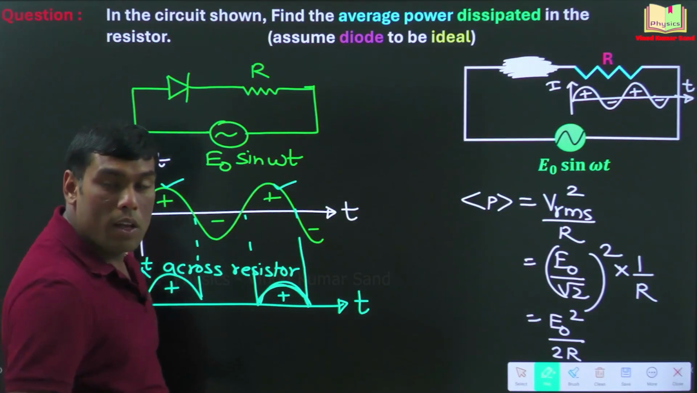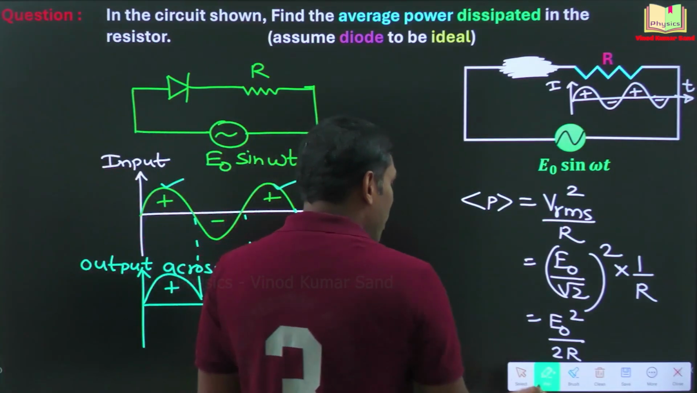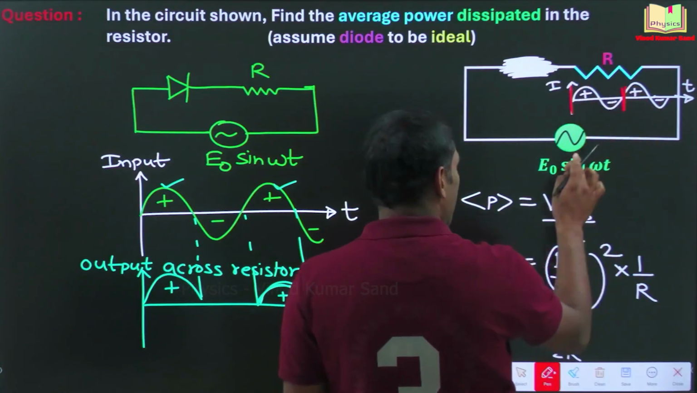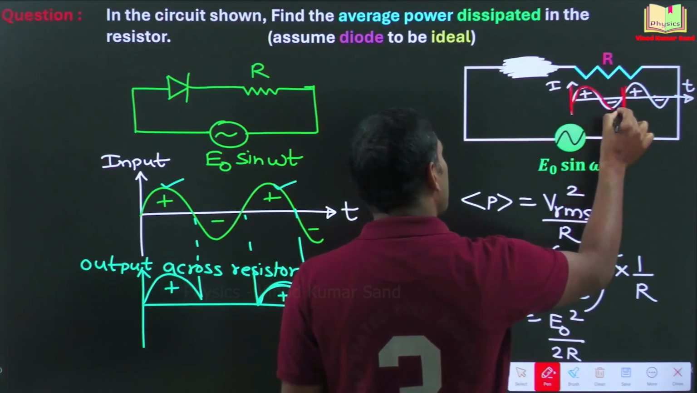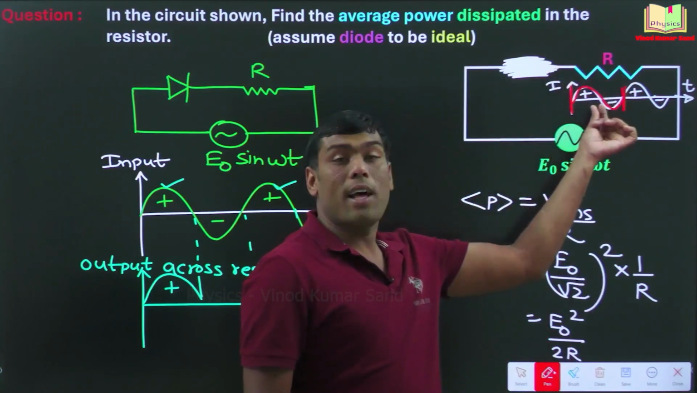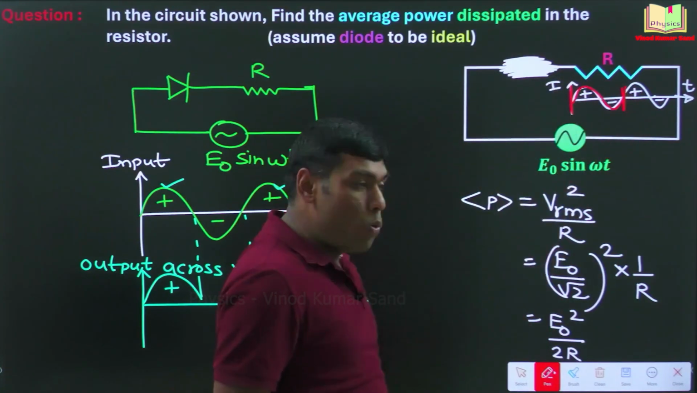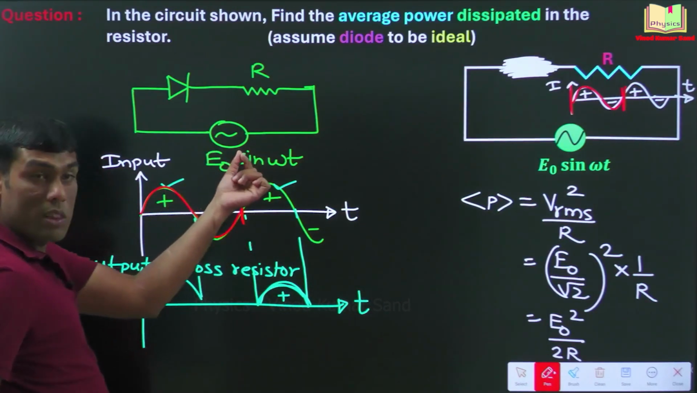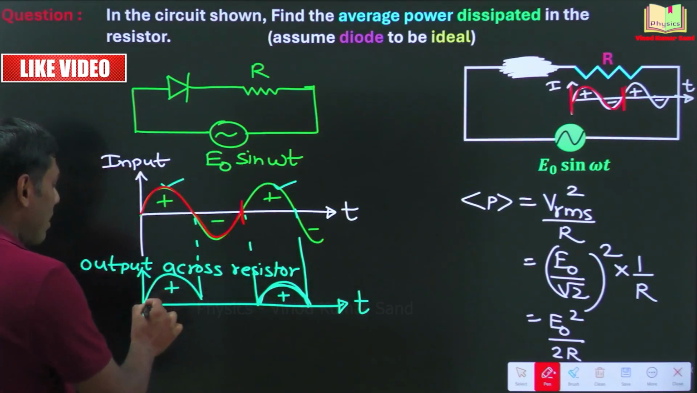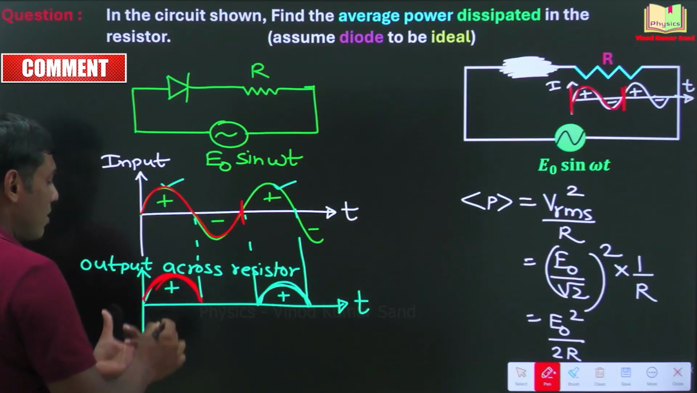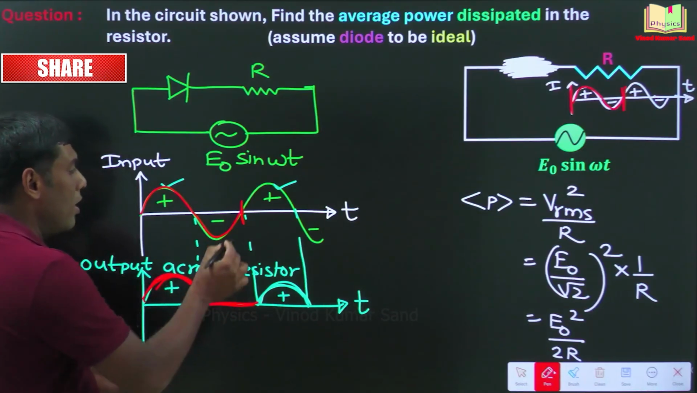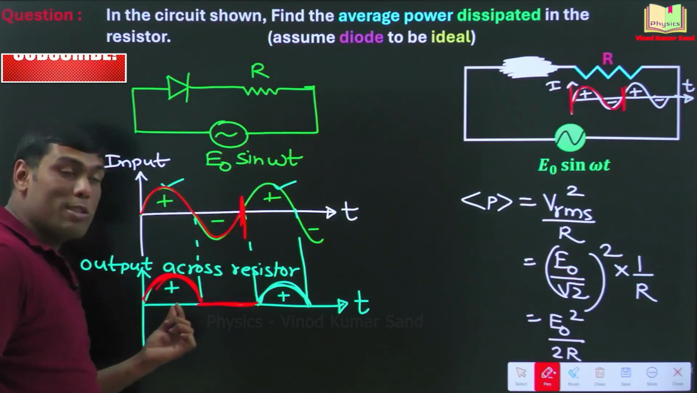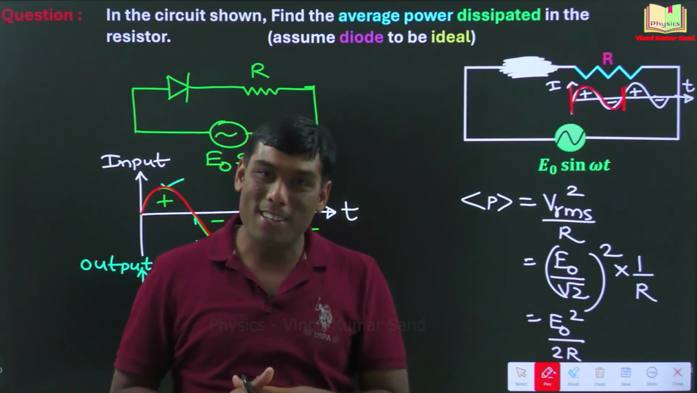Agree? So earlier, in one full cycle of the source, the resistor was also consuming the entire full cycle. Now, for one complete cycle of this source, the resistor gets only half cycle, this, because here is no output. For one full cycle of the supply, the resistor gets only half of that supply.